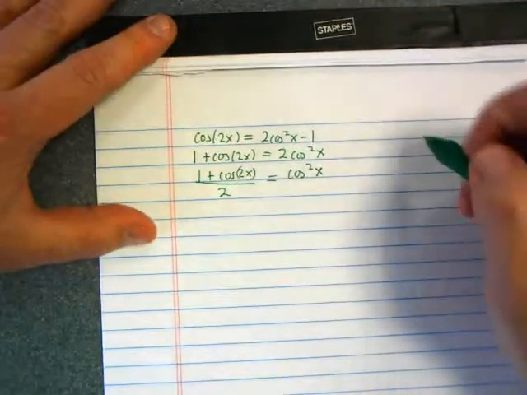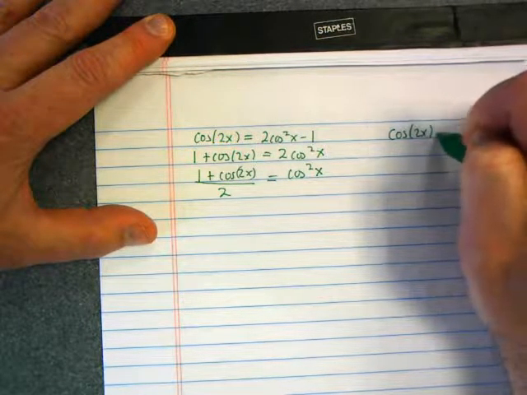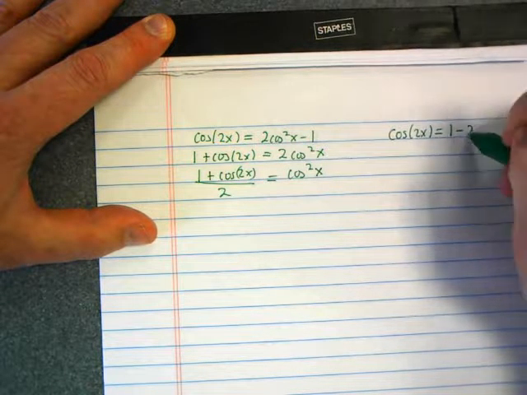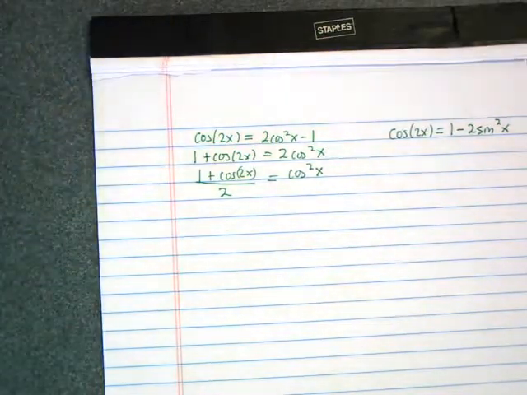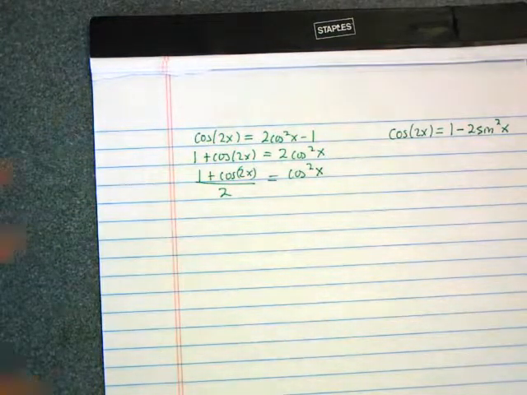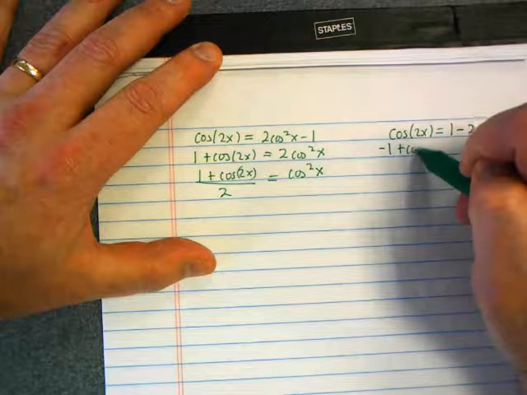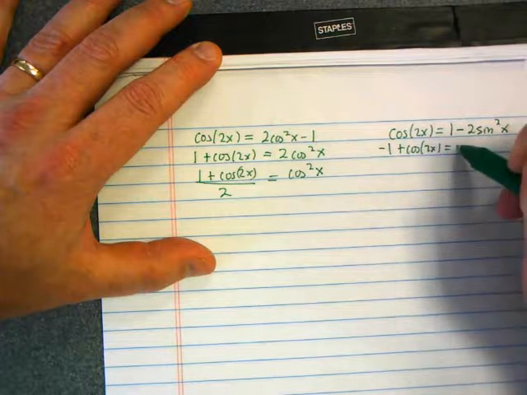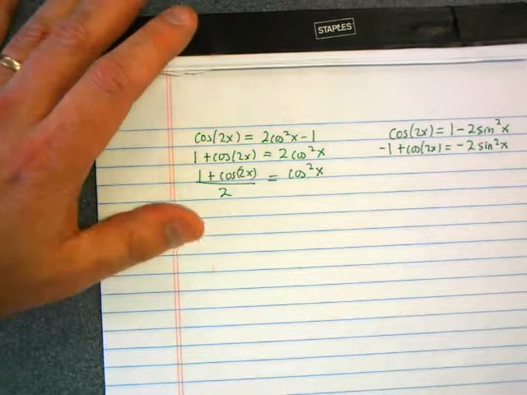And then I could do the same thing. We had cosine of 2x was 1 minus 2 sine squared x. And I'm going to do the same thing with this formula. Subtract the 1. Minus 1 plus cosine of 2x equals minus 2 sine squared x.